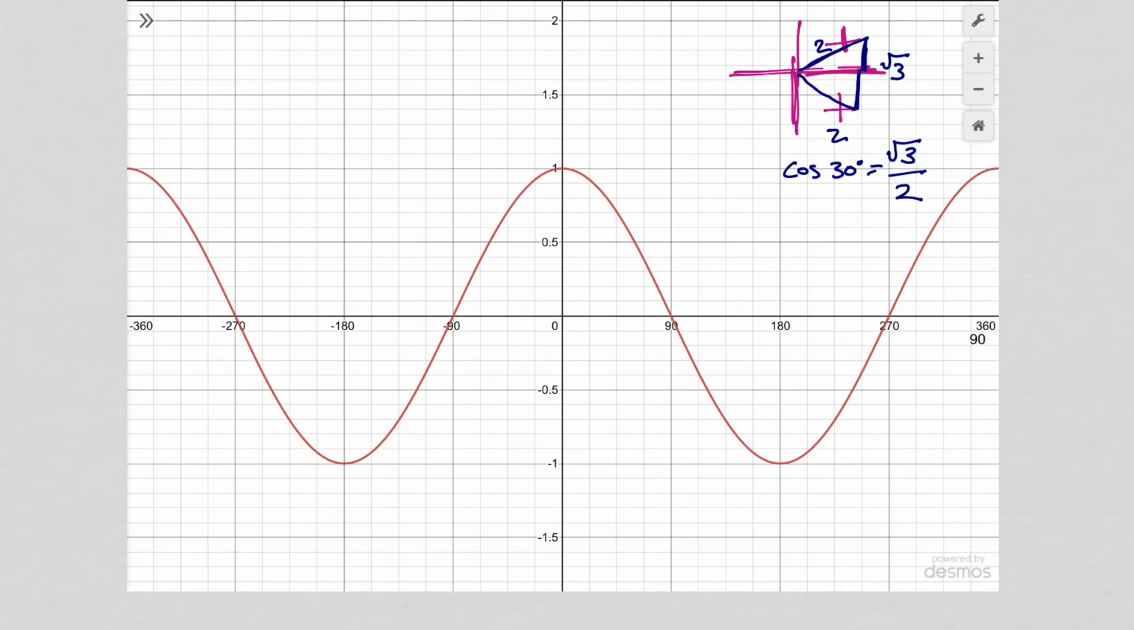So I'm just going to put square root 3 over 2 and convert that into a decimal fraction so I can prove something to you. So that is 0.866.